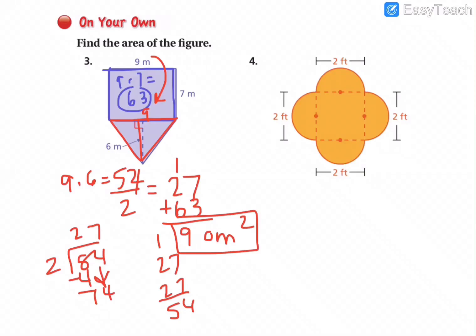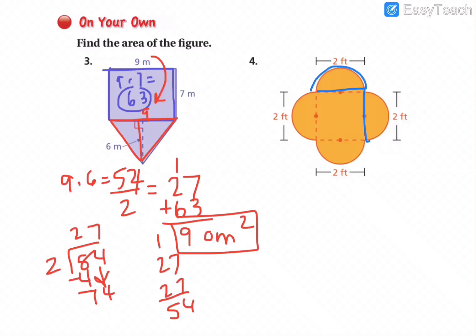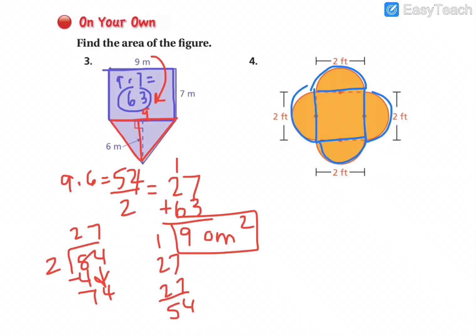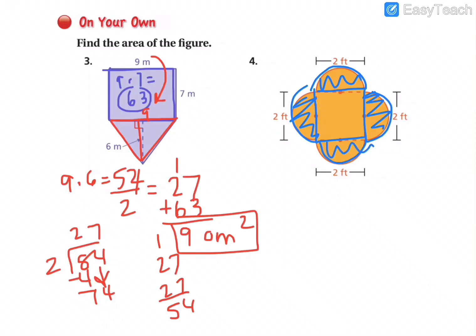And for number 4, one thing to notice on this is that all of the semicircles are the same, so there's really no need to do this 4 times. We'll just figure out 1, and then we can multiply it by 4. That's one strategy. Or I guess you could just treat these as 2 circles. Like if I put this piece together with this piece, and this piece together with that piece, I have 2 circles. Either way, you would be fine.